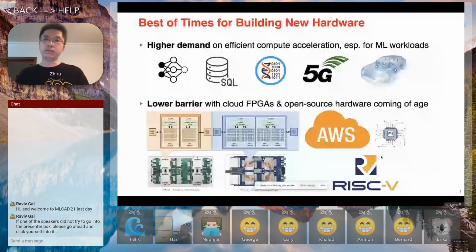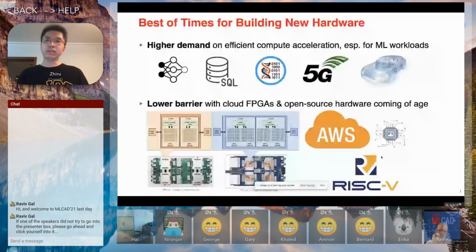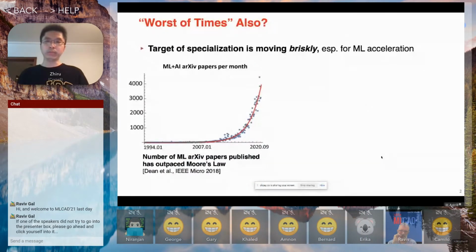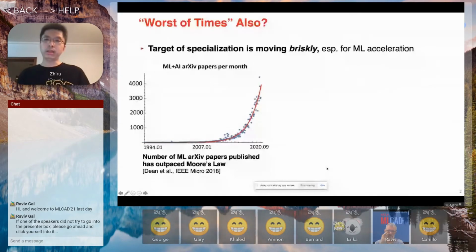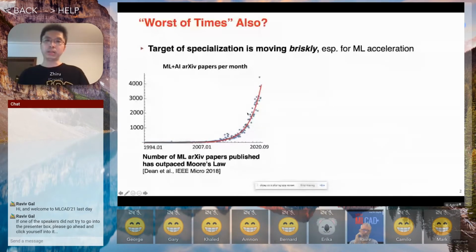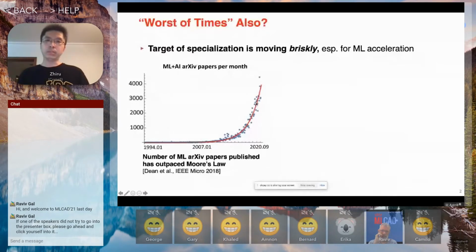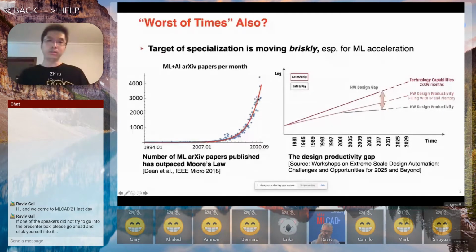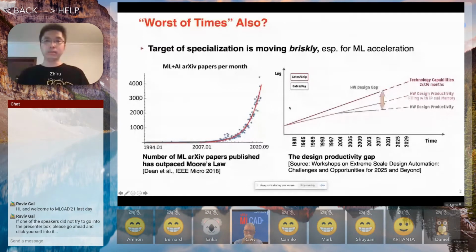On the flip side, there's always a flip side. We can also argue that this is probably one of the most challenging times to build new hardware because the target of specialization is moving very quickly. It's already fairly well known that if you look at the ML field alone, the number of papers being archived is increasing at an exponential rate, even faster than Moore's law. And also within our community, there's this very well-known, widening gap between the technology capability promised by Moore's law and the actual hardware design productivity. So if we put these two plots side by side, the trend is kind of worrisome.